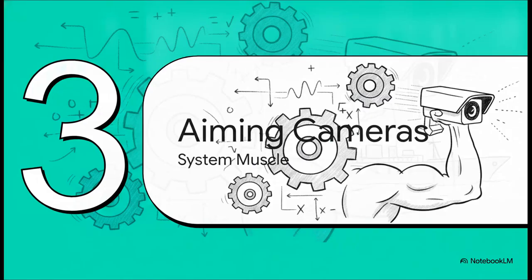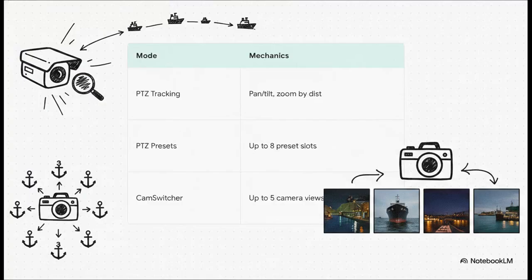All right, Section 3. 3 ways to aim cameras. This is where we give the system its muscle, turning all that complex math into physical camera movement. You've got 3 distinct modes to play with here, giving you total control. First up, PTZ tracking. This gives you smooth, continuous panning, and the zoom even scales automatically depending on how far away the ship is. If you prefer to watch specific fixed harbor zones, you can use PTZ presets to instantly snap between up to 8 pre-aimed spots. Or, if you happen to have multiple static cameras set up, the CamSwitcher mode intelligently toggles between up to 5 different camera views, making sure you always have eyes on the active ship.